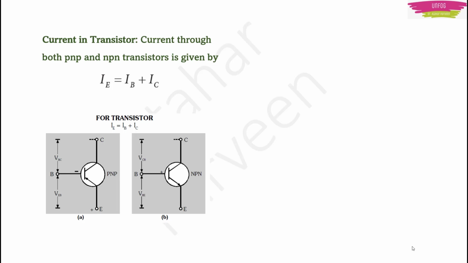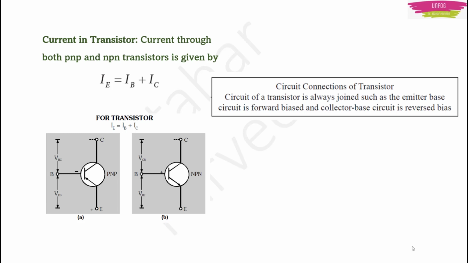Now basically, whether it is a PNP transistor or an NPN transistor, always the emitter current is equal to the sum of the currents from base and collector. IE is equal to IB plus IC. This you remember, only so much is very important. IE is equal to IB plus IC, whether it is a PNP or an NPN transistor. And one more thing is that when you connect this transistor in a circuit, it is always joined such that the emitter-base circuit is always forward bias and the collector-base circuit is always reverse bias. That you have seen in the circuit diagrams also.